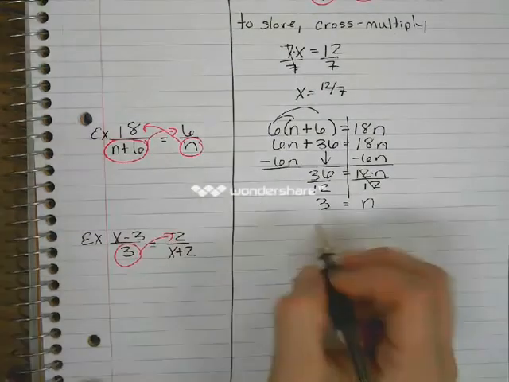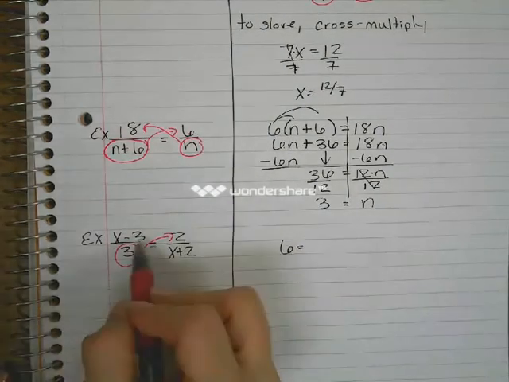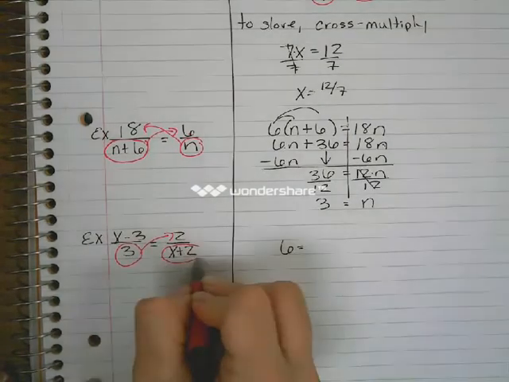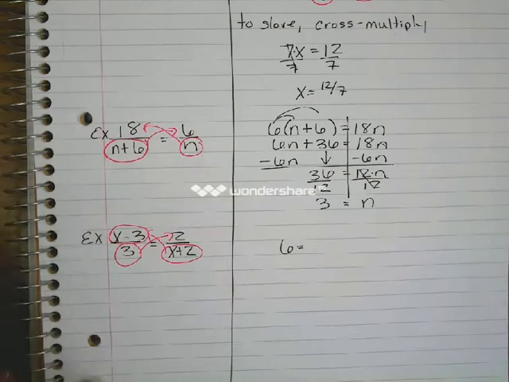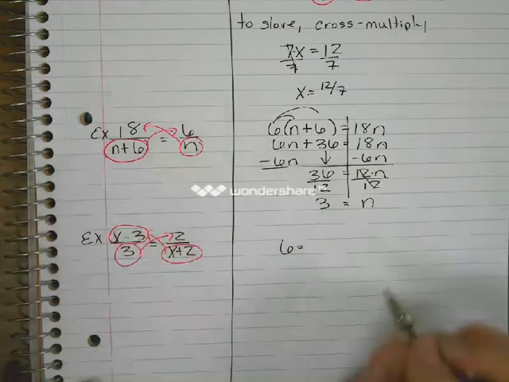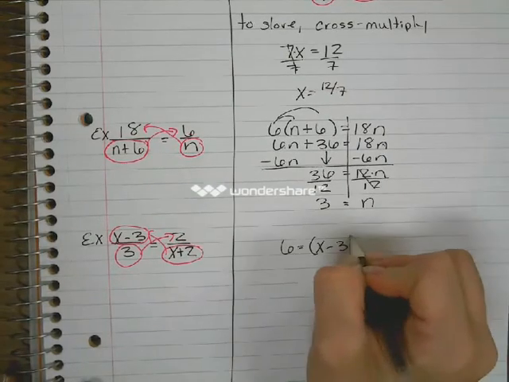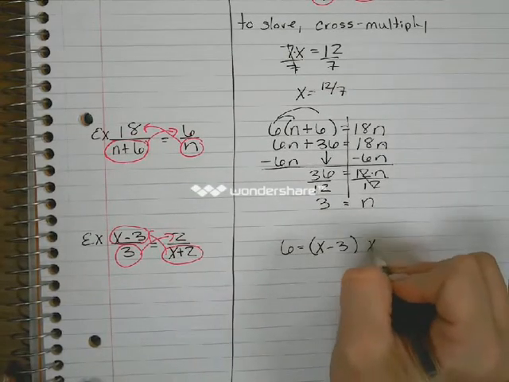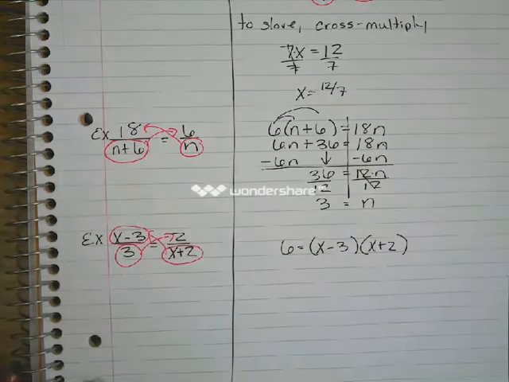We have this whole thing times this whole thing. Those are called binomials because there's 2 terms. So we have x minus 3, and we have to multiply that entire thing by x plus 2. And remember, that whole thing has to get multiplied. So both of those, anytime you have a binomial, you need to put it in parentheses when you're multiplying because the whole thing has to get multiplied.